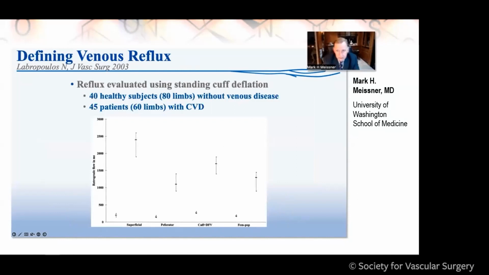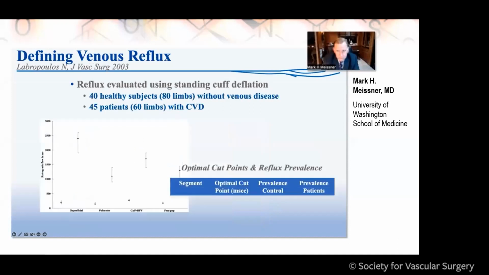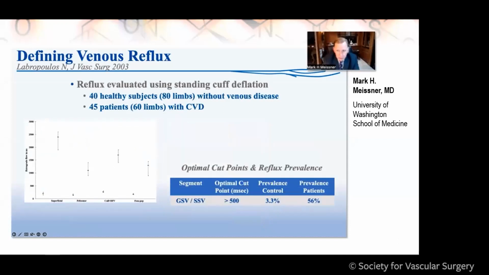For all segments examined, mean reflux times in the superficial, perforator and deep veins of patients were significantly longer than those of controls. Based upon this data, optimal reflux duration cut points for distinguishing patients from controls were 500 milliseconds for the superficial veins, greater than 1,000 milliseconds for the femoral and popliteal veins, and greater than 350 milliseconds for the perforating veins.